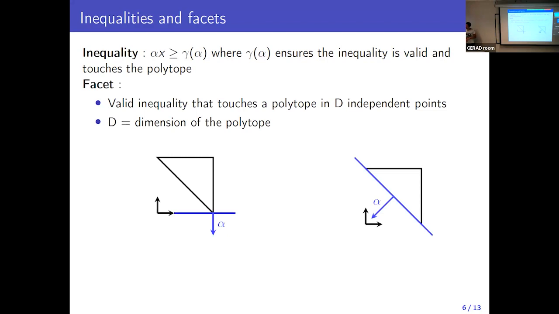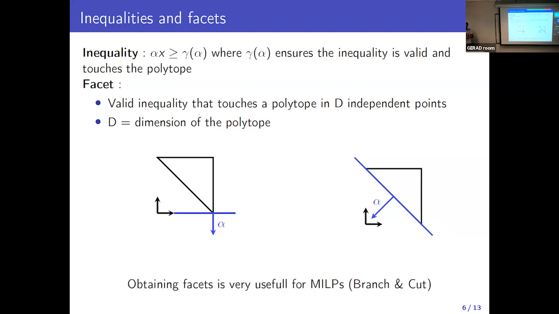So among those inequalities, we're specifically interested in facets. So what is a facet? A facet is a valid inequality that is going to touch the polyhedron in many independent points. Many, in this case, is just a number of independent points equal to the dimension of the polytope. So in the earlier example, if we take this inequality, it touches this polytope of dimension 2 only in one point, so it is not a facet, but this one touches in at least 2 independent points, so it is a facet of the polyhedron.